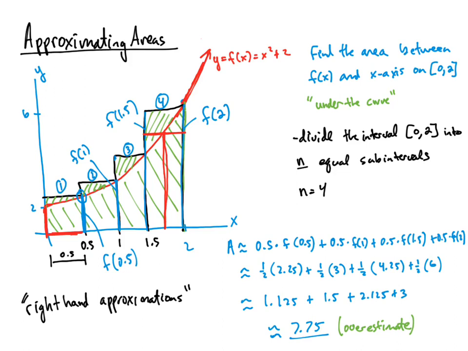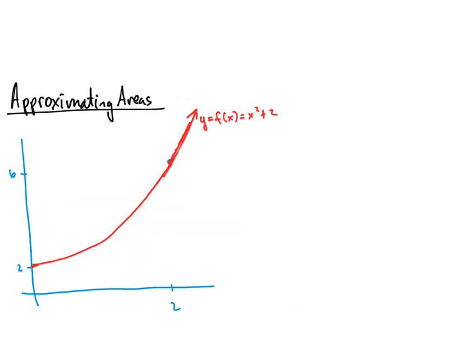Let's see what happens when we do left-hand approximations. We have the same graph here. We have the same function. I'm still going to do n equals 4 subintervals. We want to find this area. So splitting this into 4 subintervals, this time we're going to do a left-hand approximation.